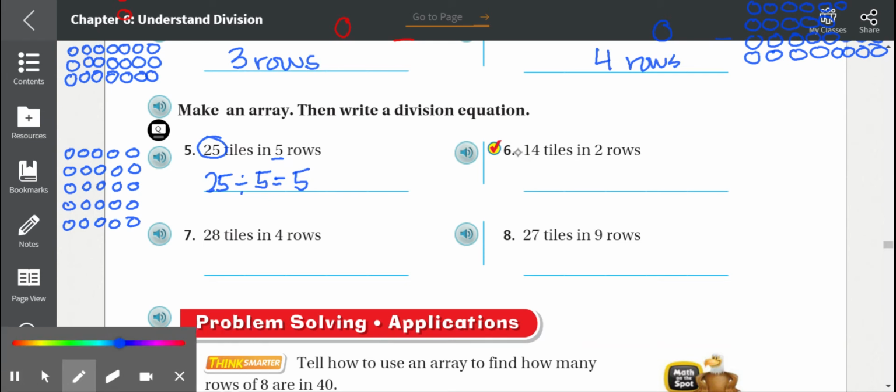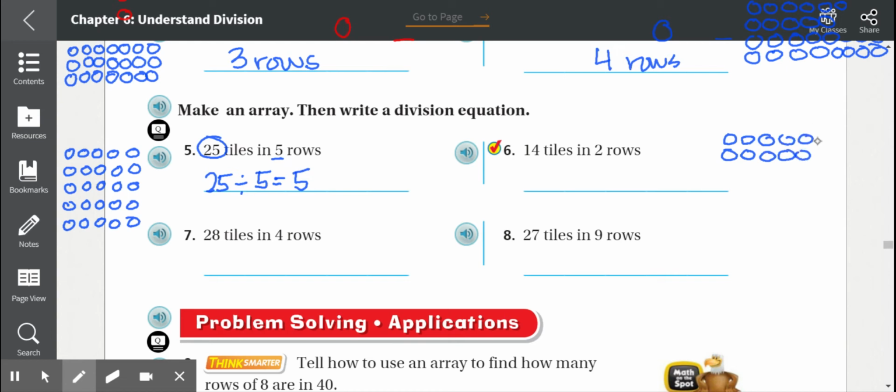Okay, let's do this next one. 14 tiles and 2 rows. So we know we have to have 2 rows. All right, so let's put 1 in each until we get to 14. So that's 1, 2, 3, 4, 5, 6, 7, 8, 9, 10, 11, 12, 13, 14. How many are in each row? 7. So that's 14 divided by 2 equals 7.